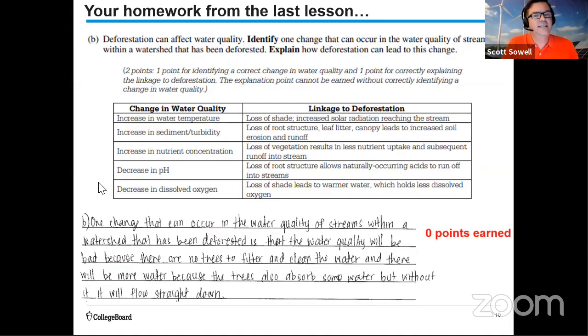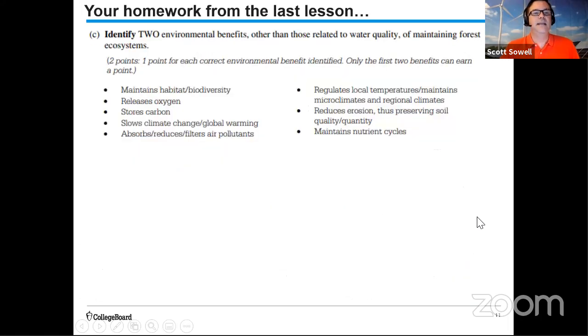So unfortunately, this did not get any points. Describing the water quality as just bad is too generic of a term, too general, too vague. And it doesn't sound like you've taken an APES course. An APES student would be able to describe water quality in ways other than just bad. And then the second part of their answer here talked about the amount of water, not the quality of the water. C, identify 2 environmental benefits other than those related to water quality of maintaining forest ecosystems.